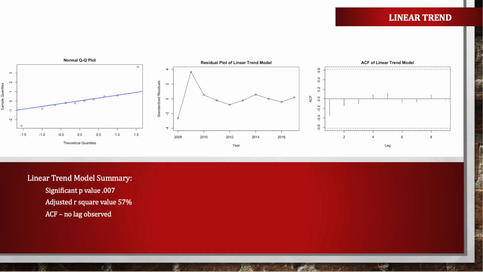The R-squared value is defined as the square of the sample correlation coefficient between the observed series and the estimated trend. It is also the fraction of the variation in the series that is explained by the estimated trend. On the left, we have a QQ plot for the linear trend model.